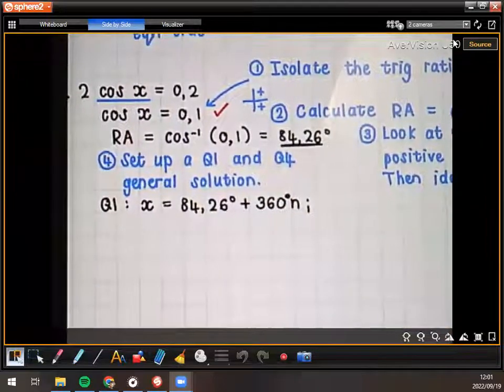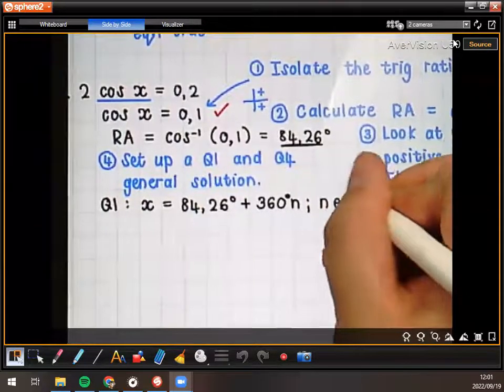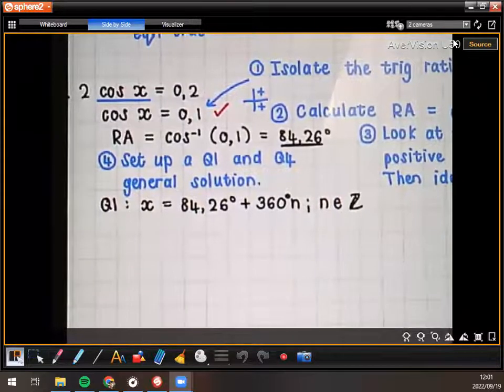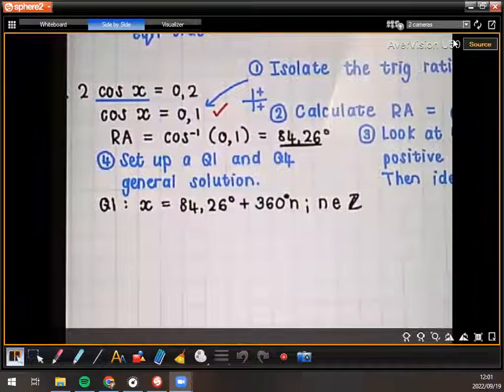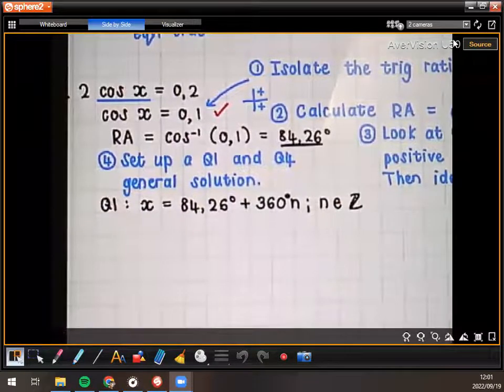Now guys, if it's the first time that you're using n, the first general solution that you're writing down, you have to tell me what n is. You have to add n element of Z, but you only have to write that once. It's like those special triangles: the first time you use them, you draw them, and then you don't have to draw them again. So n element of Z, you only write once the first time you use it. After that, you don't have to say it again. Okay, so that's our quadrant 1 general solution.